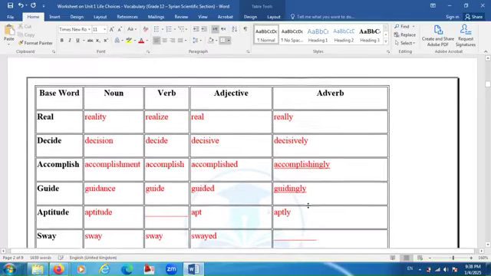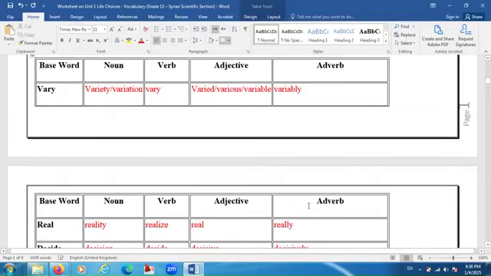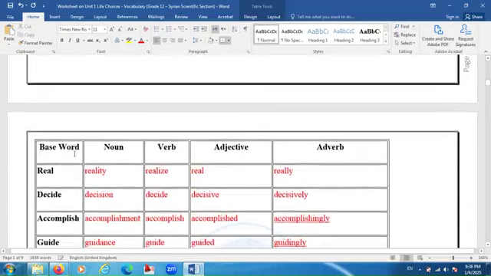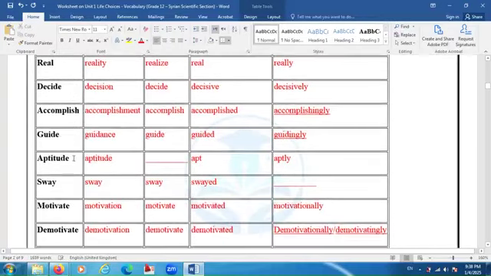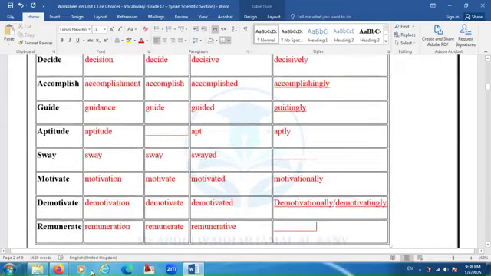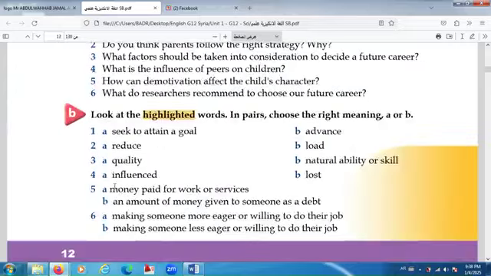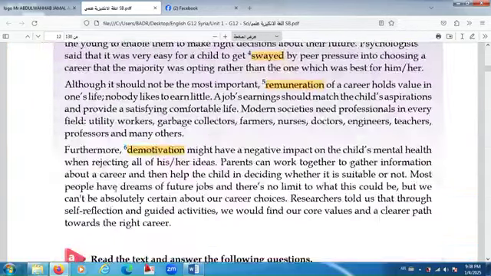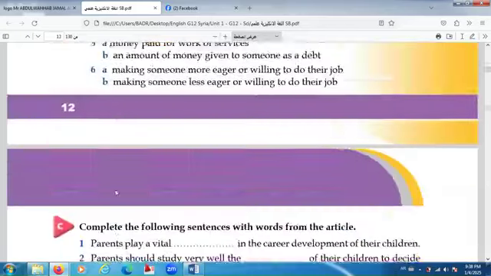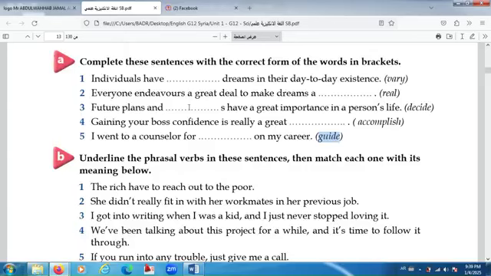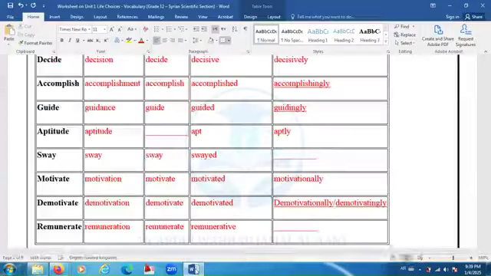So that was the derivatives, or the word families, from the base words: vary, real, decide, accomplish, guide, aptitude, sway, motivate, demotivate, and remunerate. All of these can be found inside the text of Unit 1, Reading Future Careers. I extracted all of them and I made the word families.